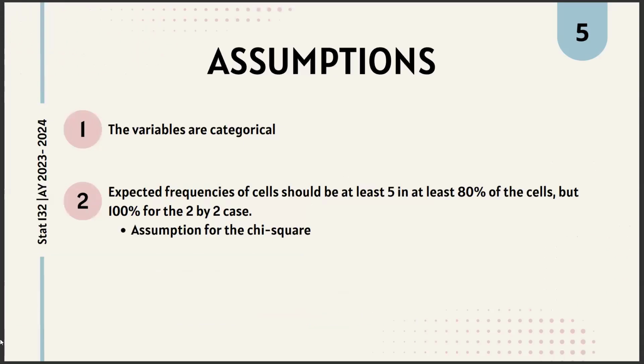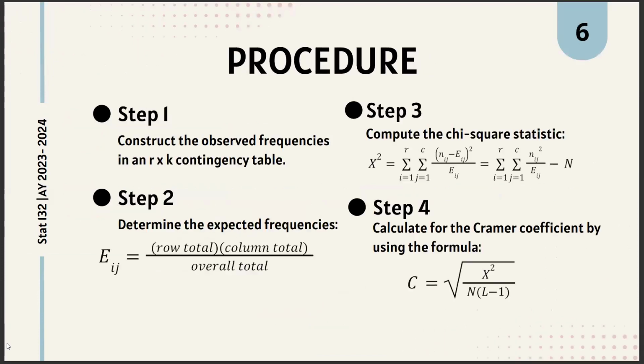For our assumptions, again, the variables are categorical. And since we're using the chi-square, we also take a look into our assumptions for the chi-square test of independence. That is, the expected frequencies of cells should be at least 5 in at least 80% of the cells. However, for the 2 by 2 case, that should be 100%. Again, the assumption for the chi-square.